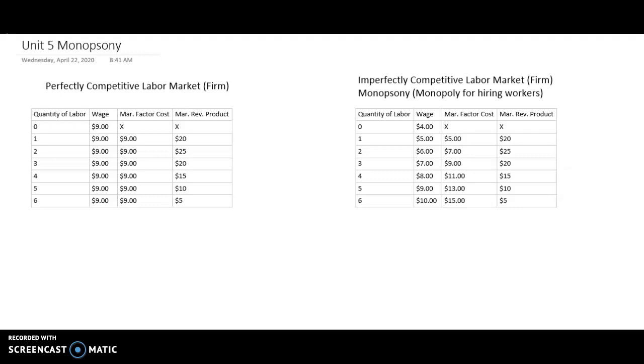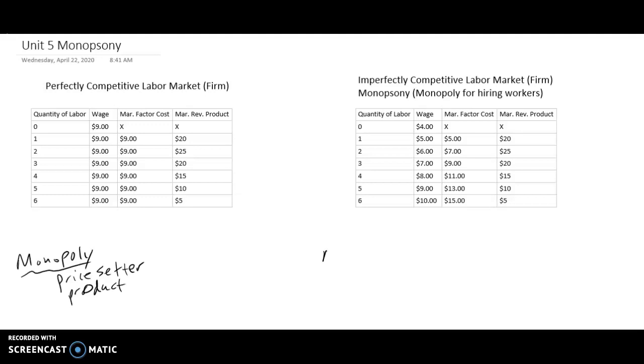In this video, we're going to take a look at what a monopsony is. Monopsony is probably a word you've never heard of before, but for our context, we're going to compare it to a monopoly. And just like in previous units, you've learned that a monopoly is a price setter in the product market.